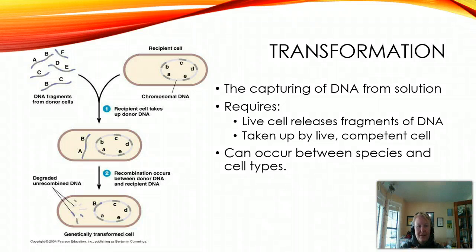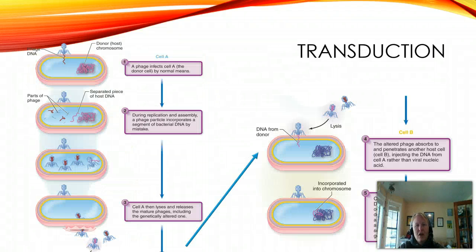So you can see some examples here. So remember, in conjugation, they actually physically touch. In transformation, they don't. In conjugation, we use a plasmid. In transformation, we use DNA fragments. So just try to keep them straight. We have one more example of horizontal gene transfer, and this is through transduction, and this is by viral. So we've got conjugation where they touch, transformation where they don't, and transduction where we use viruses.